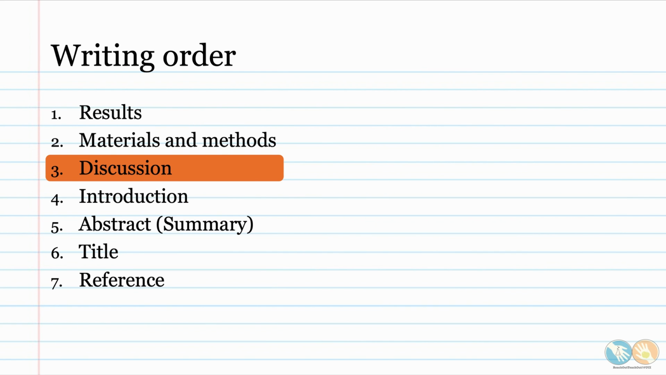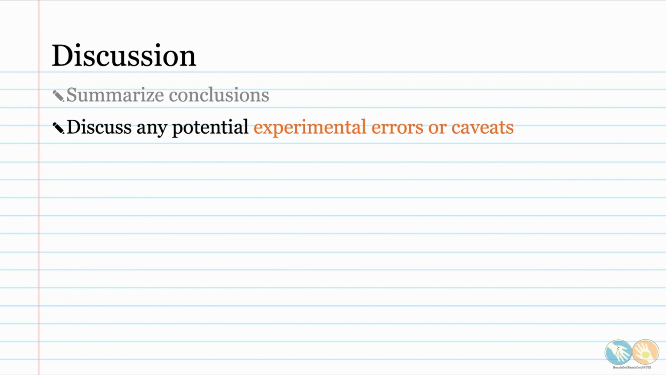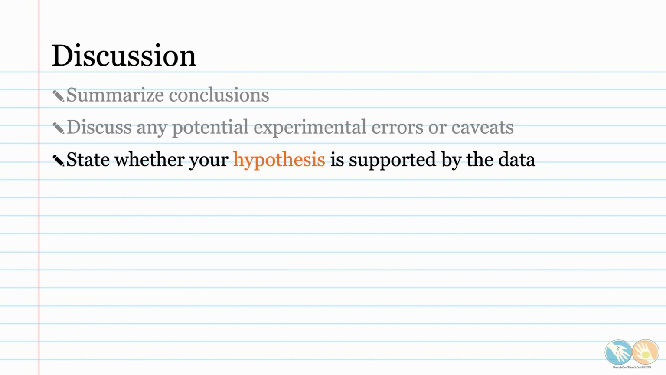Coming up next is writing the discussion sections. For this part, you want to summarize your conclusion first, then discuss any potential errors or caveats to your experiment and how it can potentially affect your conclusion. Based on that, you can then state whether your hypothesis is supported or rejected by your data.